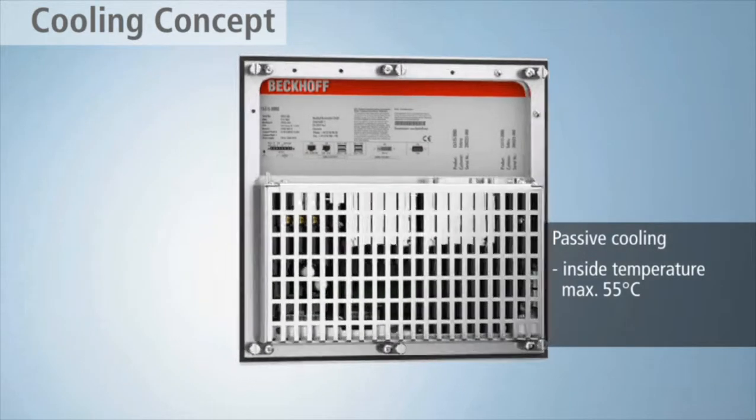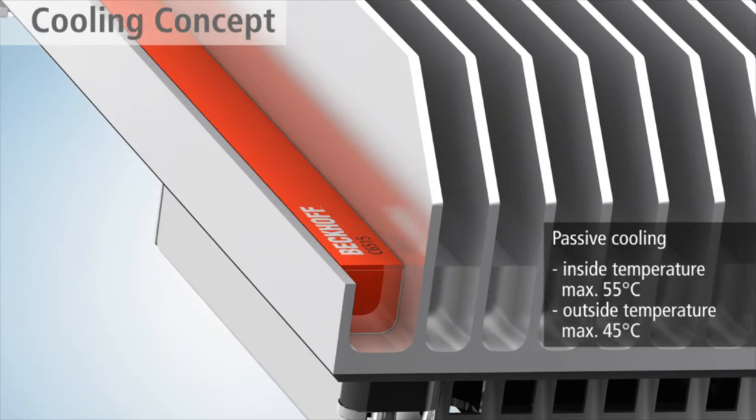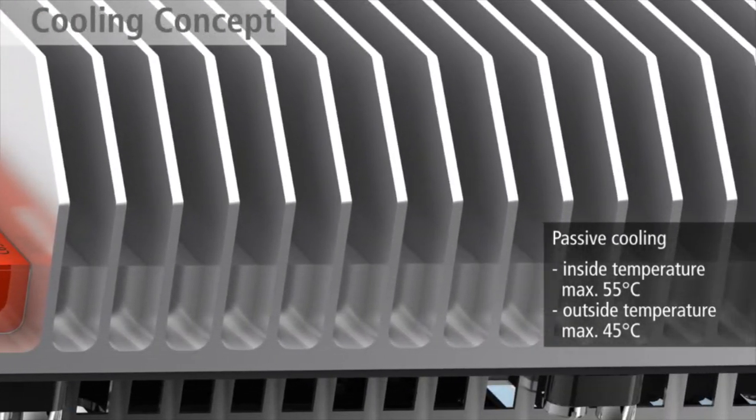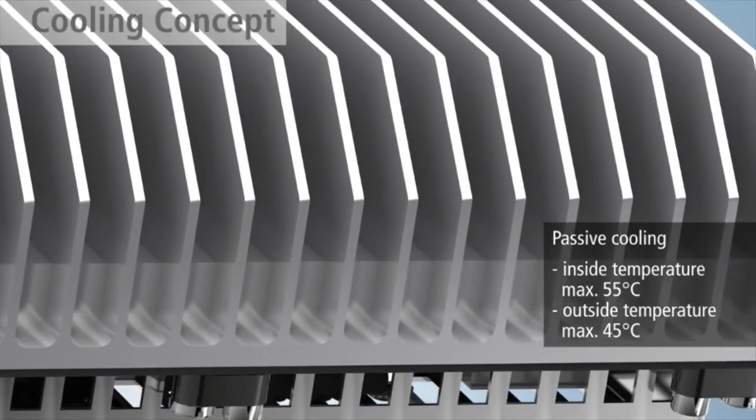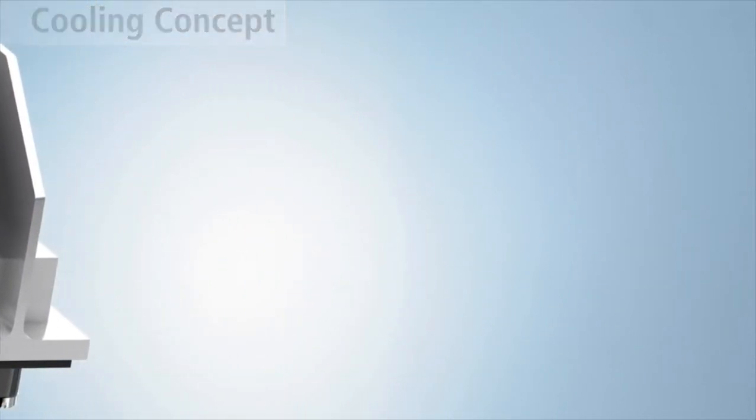Thanks to the concept, the industrial PC C65 offers users maximum flexibility and enables a very compact design. The industrial PC operates reliably at temperatures of up to 55 degrees Celsius, which are common in industrial applications.